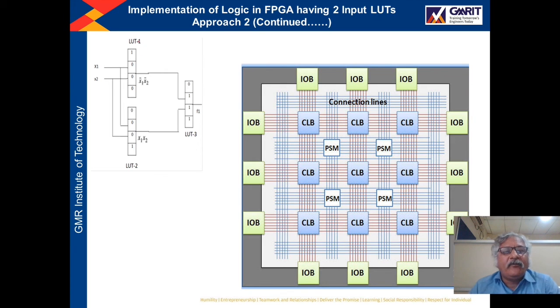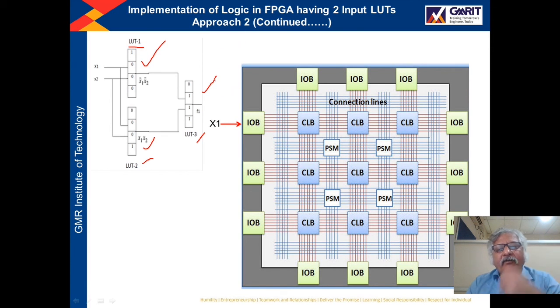The synthesis tool will generate only this information, that this logic is implemented in 3 LUTs, LUT1, LUT2, LUT3. Out of these many LUTs of the FPGA, which particular LUTs will be used to implement X1 bar, X2 bar, X1, X2, or the OR operation of these two will be decided by the tool, and the tool will select any particular 3 LUTs.